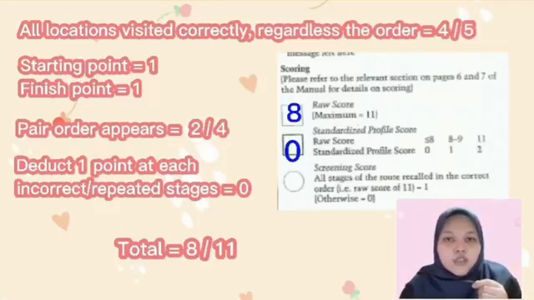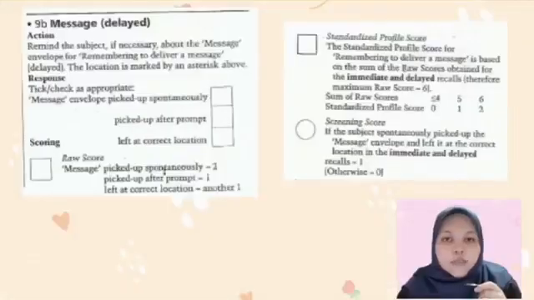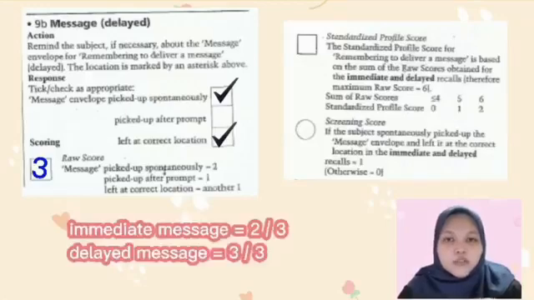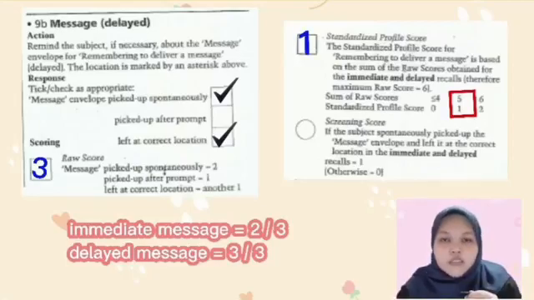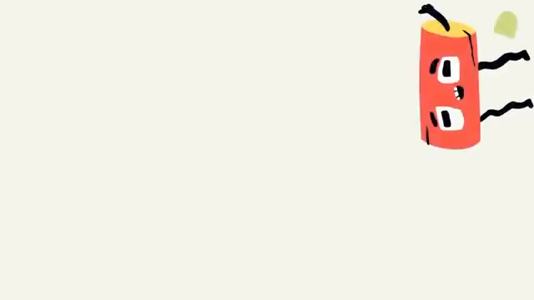Since the client failed to recall all 5 stages of the route in the correct order, the client got 0 for the screening score. The client picked up the envelope spontaneously and left it at a correct location, so the raw score for the delayed message is 3 out of 3. Summing up the immediate and delayed raw scores for message, the client got a total raw score of 5 with standardized profile score 1. Since the client picked up the envelope after prompt during the immediate stage, the client got 0 for the screening score.